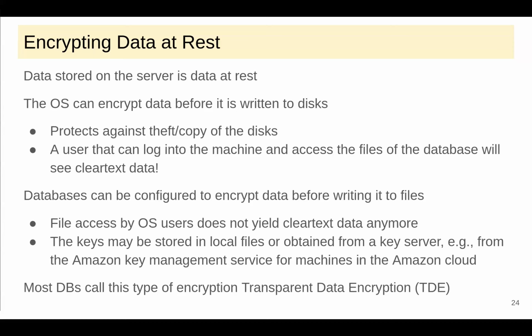Okay? Databases can be configured to encrypt data before writing to a file. For example, the database, as it stores or dumps the information from the cache to the file, will just encrypt it using a key. And without access to a key, even somebody who has access to the files at the operating system level will not be able to read the clear text. Keys may be stored in local files or obtained from a key server, from different forms of management services or whatnot.